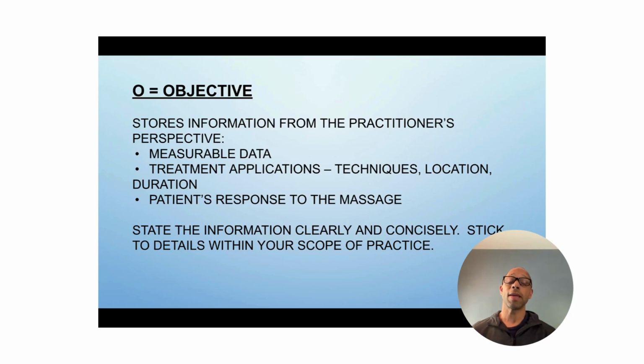Okay. Then we get to the O in the SOAP note. Okay. And the O is objective. So again, this is from your perspective now, the practitioner's perspective. So now we are going to try to measure things. So the other things we couldn't really measure so well, okay, because it was more of an idea. And now these are things that we can measure a little bit more.